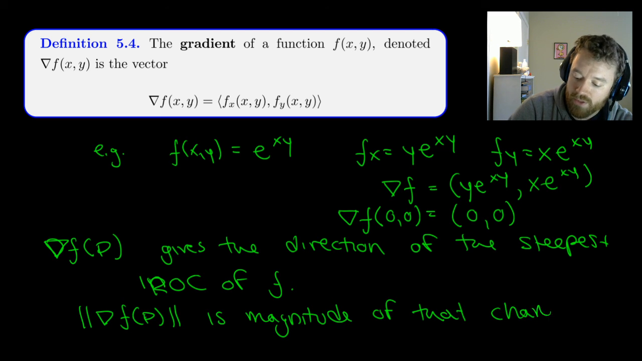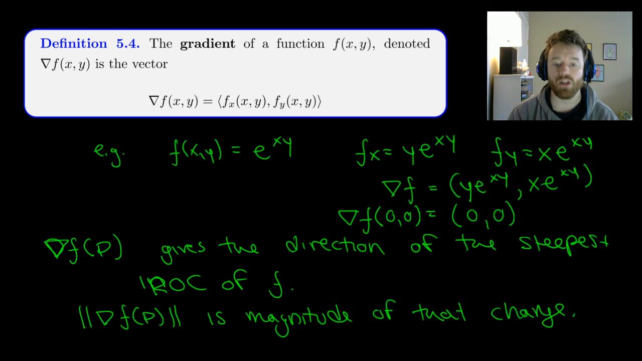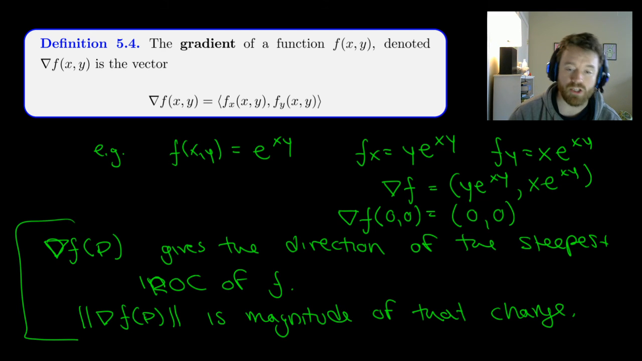Okay, so we'll be playing with this a little bit more as we go along, but maybe just to give you an appreciation of what the gradient might represent, it gives the direction of the steepest instantaneous rate of change. It combines information about f_x and f_y and gives us an idea of the direction that I would have to go in to get the steepest ascent.